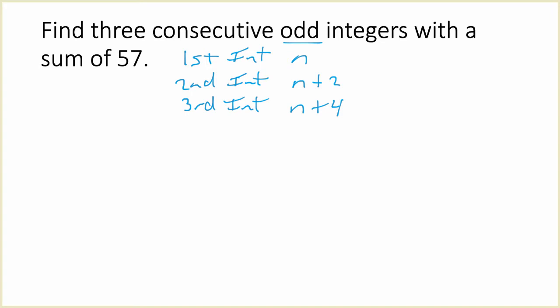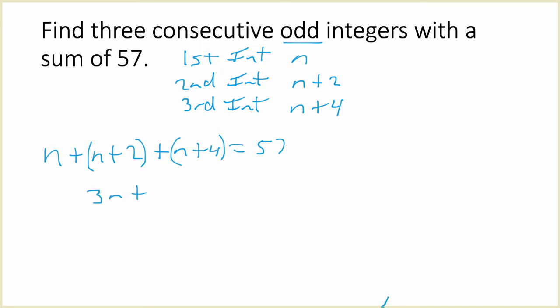So now we can write our equation. Our first integer plus our second integer plus our third integer has to add up to 57. And there is my equation. You don't need to put the parentheses in here, but I'm showing you that we're taking the first integer and then the second integer and then the third integer and adding them up. When you combine all these, you get 3n plus 6 is 57.